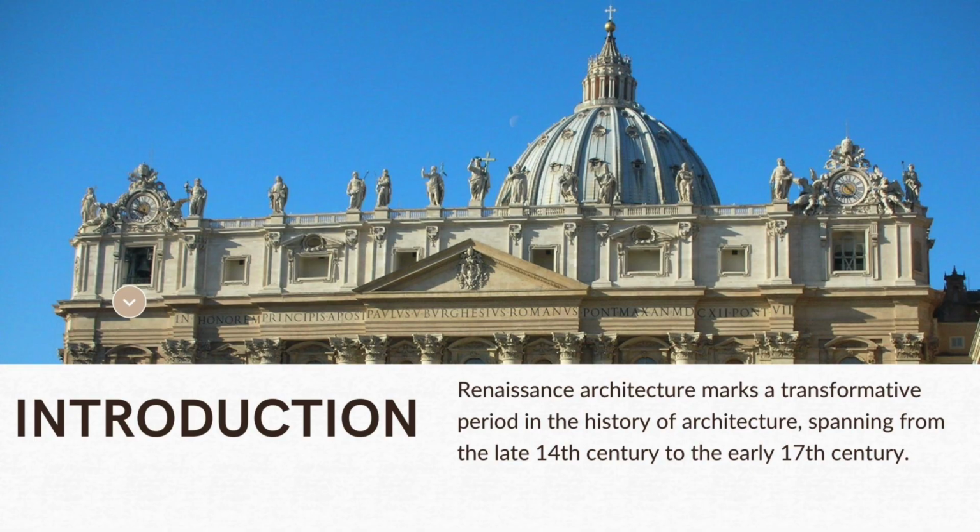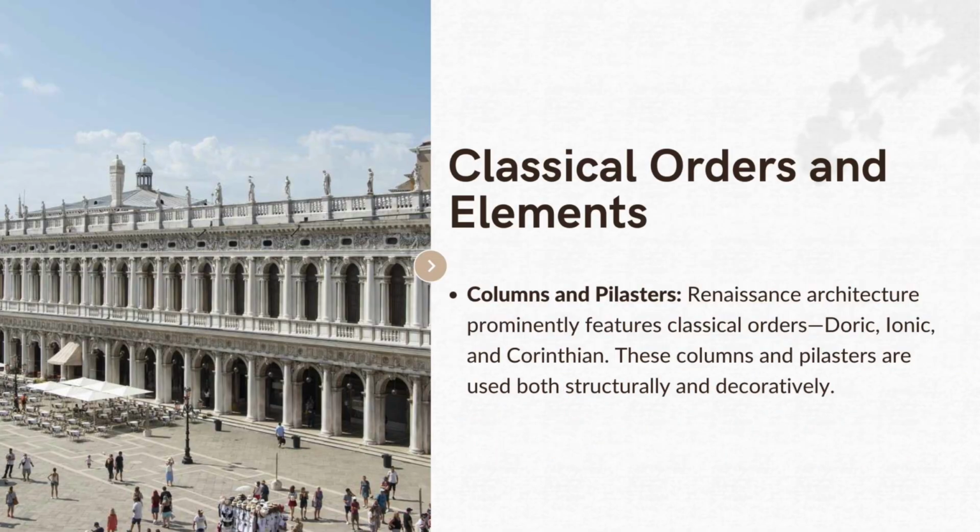Renaissance architecture marks a transformative period in the history of architecture, spanning from the late 14th century to the early 17th century. This era represents a revival and innovation of classical architectural principles, reflecting a profound shift from the medieval Gothic style to a renewed focus on the art and culture of ancient Greece and Rome. Let's talk about the key features of Renaissance architecture.